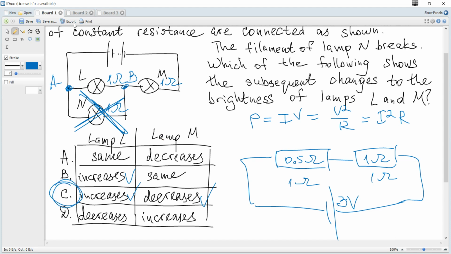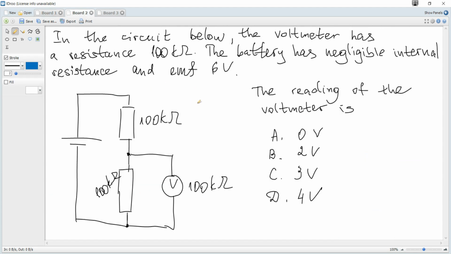So C is correct. The next. In the circuit below, the voltmeter has a resistance of 100 kilo ohms. The battery has negligible internal resistance and e.m.f. 6 volts. The reading of the voltmeter.